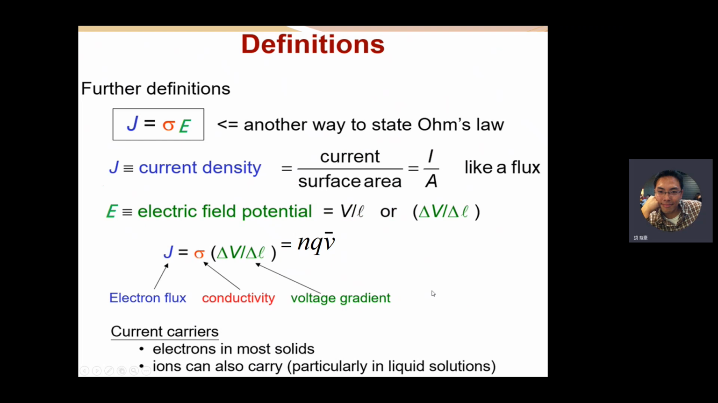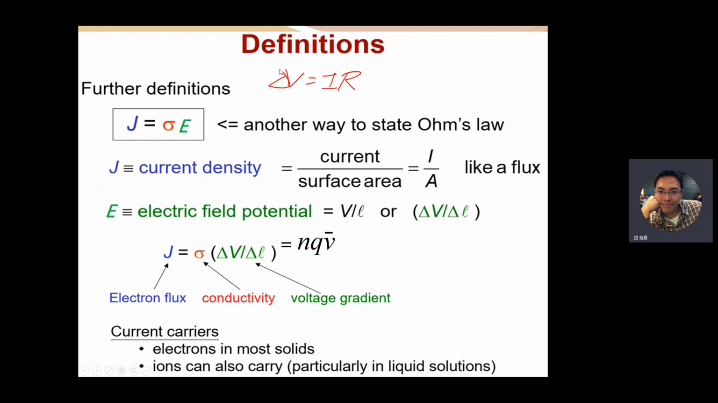So, further definitions. We already know Ohm's law: the voltage equals the current I times resistance. We always say the voltage drop.